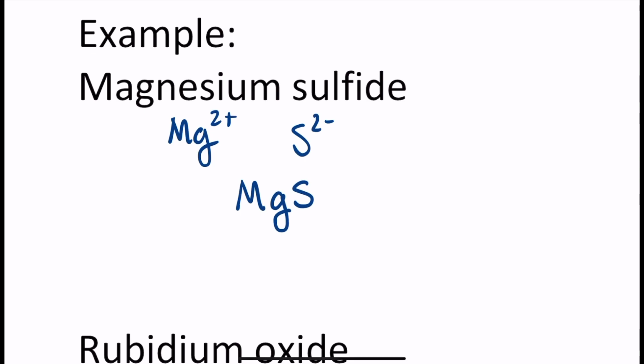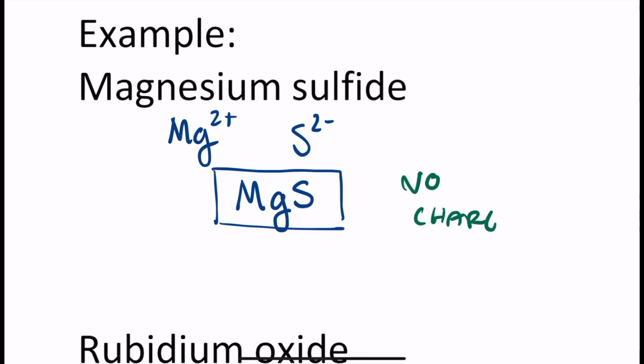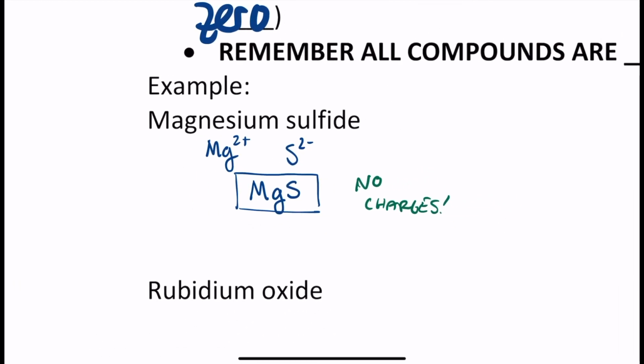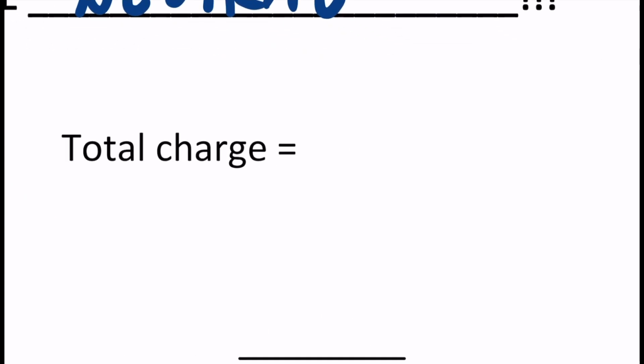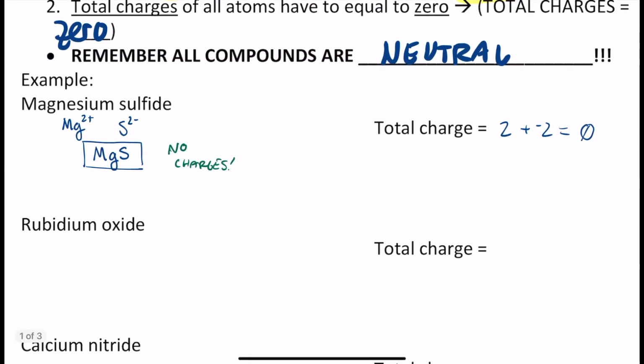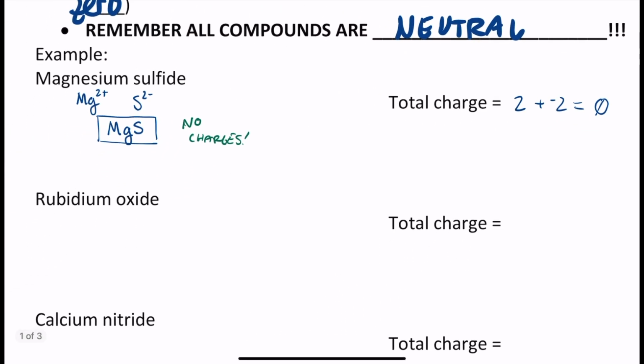Notice that in the final formula, there are no charges. All right? And if you want to double check your work, you can add up everything together. If we had a positive 2 plus a negative 2, then that is 0, which is what we wanted. Okay, that's a basic example.